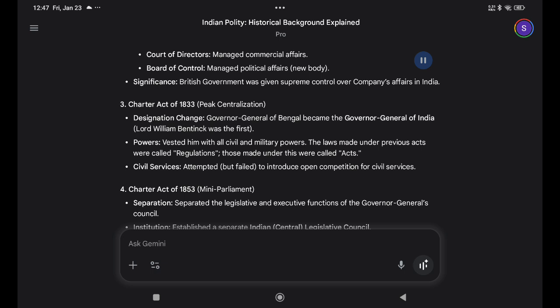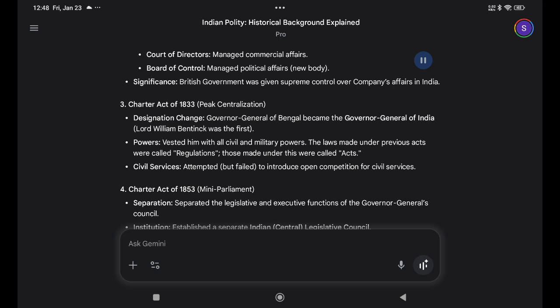3. Charter Act of 1833, peak centralization. Designation change: Governor-General of Bengal became the Governor-General of India. Lord William Bentinck was the first. Powers: vested him with all civil and military powers. The laws made under previous acts were called regulations. Those made under this were called acts. Civil services: attempted, but failed, to introduce open competition for civil services.